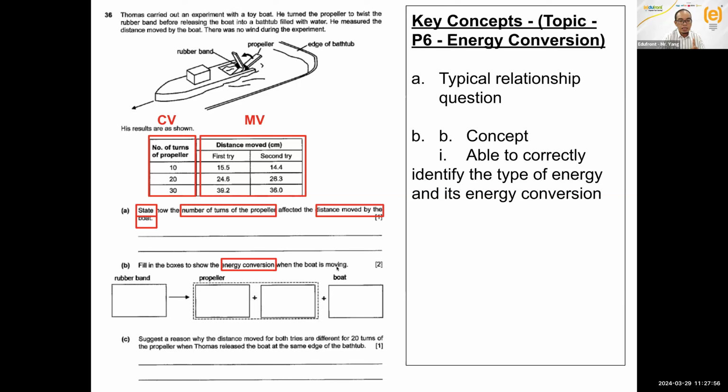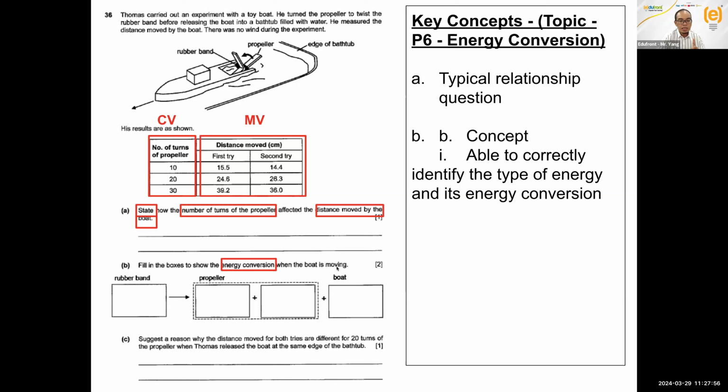Okay, so part A, state how the number of turns of the propeller affected the distance moved by the boat. As the number of turns of the propeller increase, the distance moved by the boat also increases. Easy peasy, 1-mark question, you can score 1 mark. So you can see here, as the number of turns increase, the distance moved also increases. Now part B is also quite straightforward.